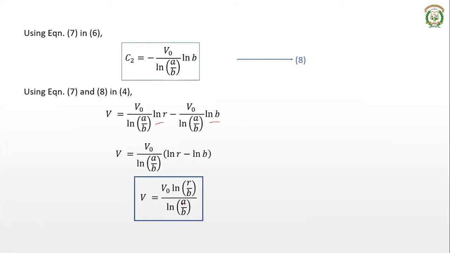This is the potential at any point in between the two cylinders, which is at a distance of R, where B is the radius of the outer cylinder and A is the radius of the inner cylinder. V0 is the potential on the surface of the inner cylinder. The surface of the outer cylinder is grounded, that is V is equal to 0. V0 is the potential at R is equal to A. So this is the equation for potential V.